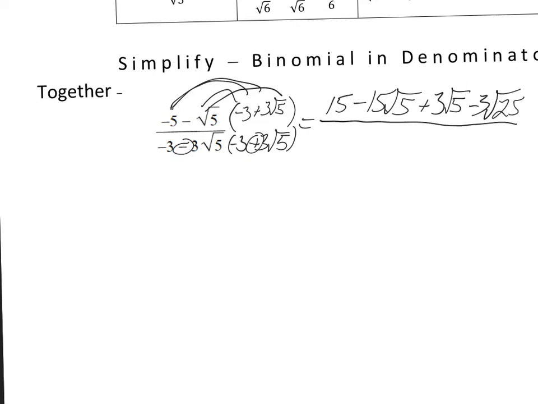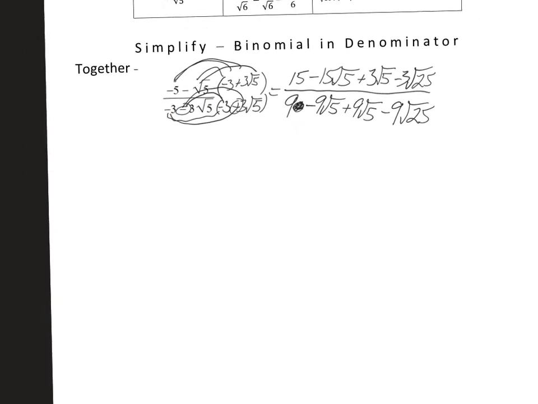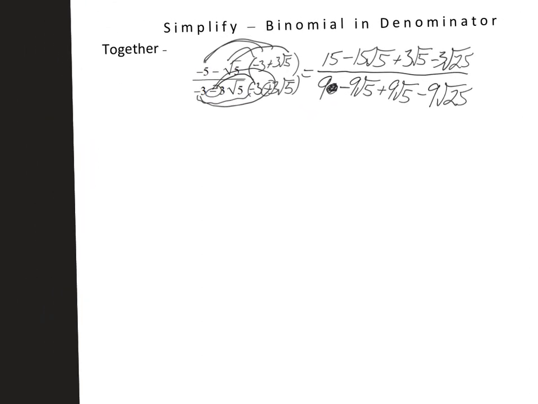All over, okay, let's look at this. -3 times -3, that's +9. -3 times +3 radical 5 is, not positive, it's going to be -9 radical 5. And then negative times a negative, so -3 times a -3 is +9 radical 5. And then negative times a positive, that's -9 radical 25.